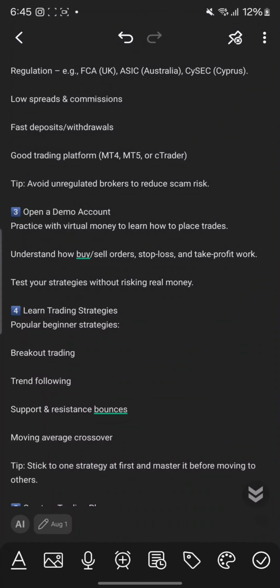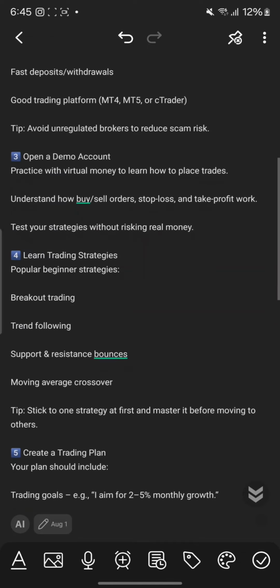So if the market is going against you, you have nothing to lose. If it's going for you, you still have nothing to win. It's just that you now know that, all right, what I did actually played out. This is why it played out. This is why it didn't. So that's the importance of a demo account.